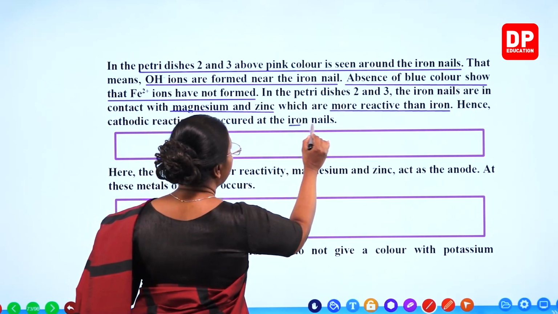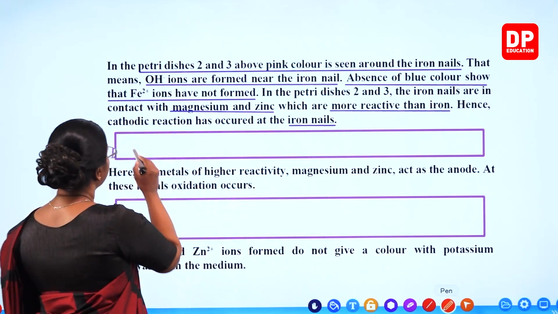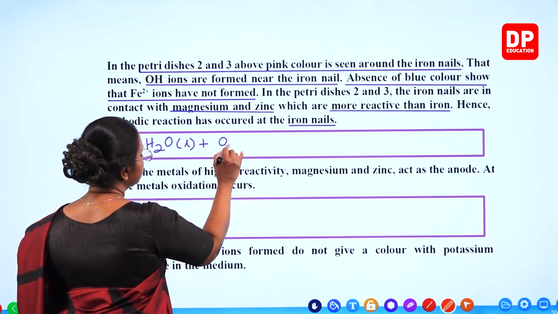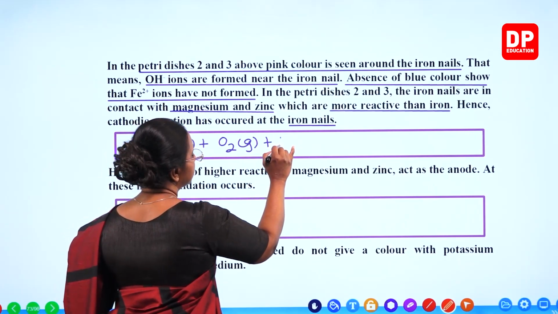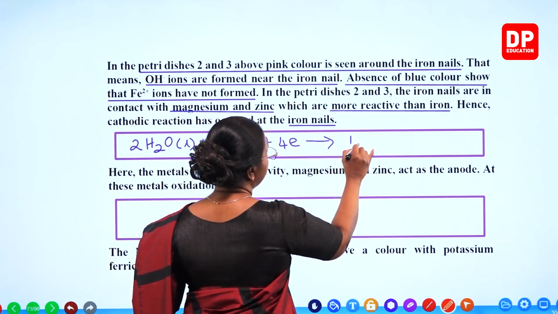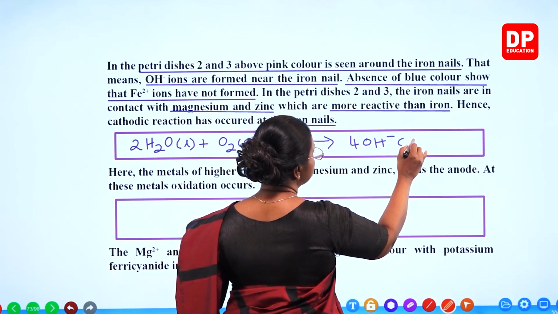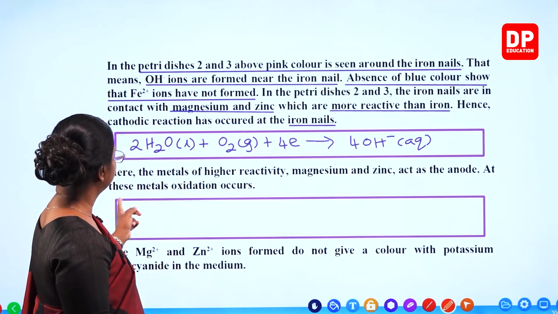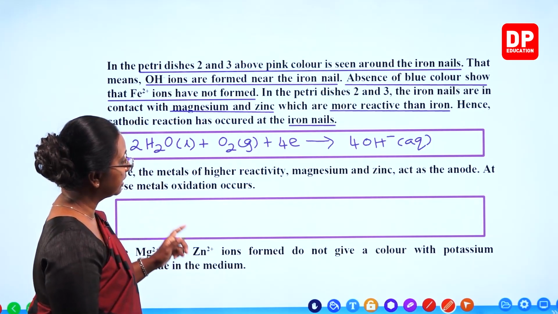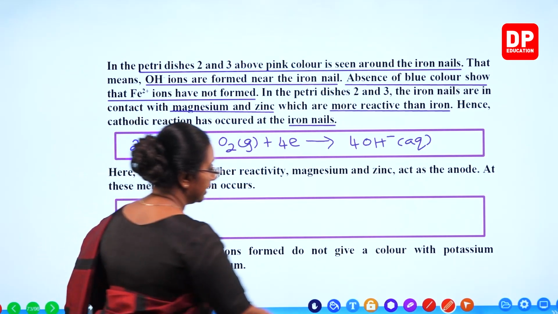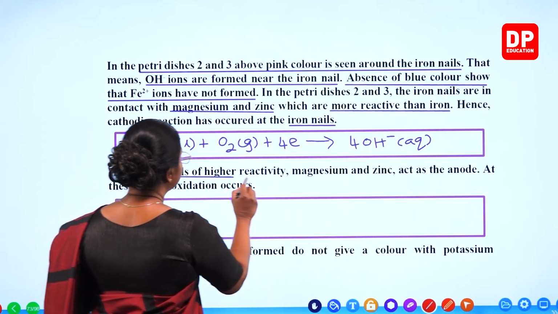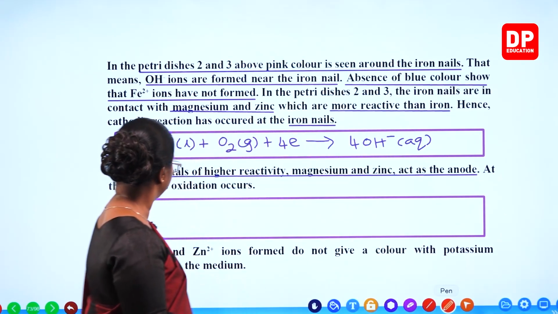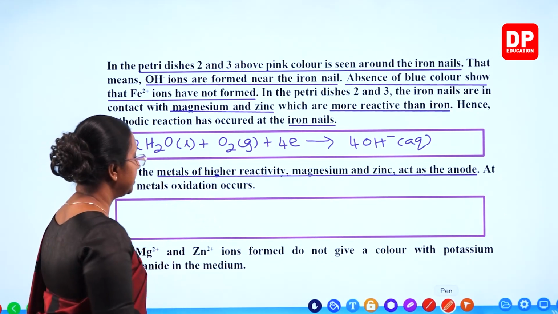So, near the iron nails, what is the cathodic reaction? 2H2O(l) + O2(g) + 4e- giving rise to 4OH-(aq). That is the cathodic reaction. Here, the metals of higher reactivity, magnesium and zinc, act as the anode. So, you have to remember that. At these metals, oxidation occurs.